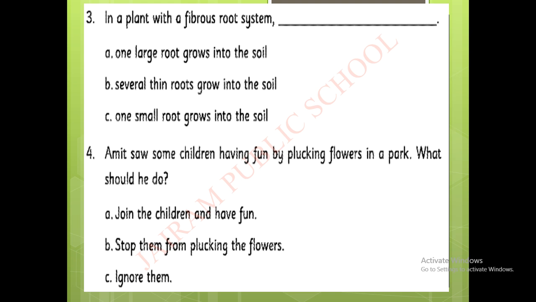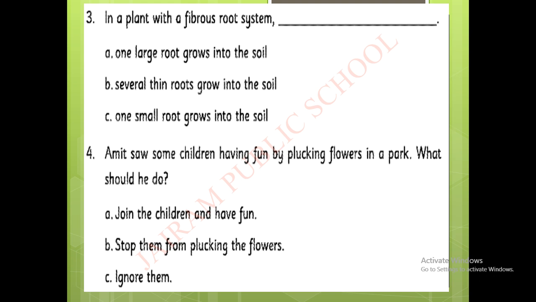Next, fourth question. Amit saw some children having fun by plucking flowers in a park. So what is happening? Amit is seeing some children plucking the flowers in a park. What should he do? Option A is join the children and have fun. Should Amit join the children and have fun? No, not at all. What is option B? Stop them from plucking the flowers.